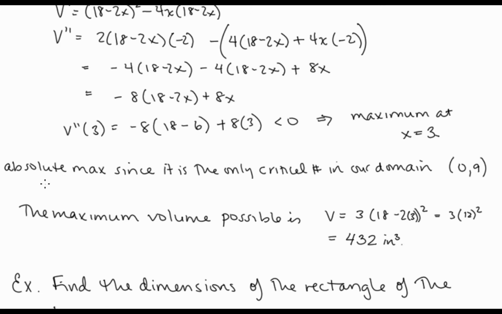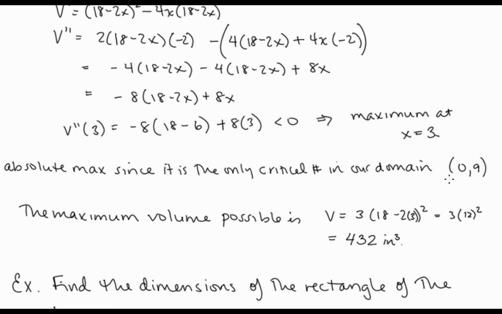And we know it's an absolute maximum since it is the only critical number in our domain. Our domain here, recognized, is x going from 0 to 9, not including both endpoints. Remember that we have an 18-inch square, and we're cutting squares from each corner. So the side length of the square that we're cutting can be any value from 0 to 9, not including 0 and 9. So since x equals 3 is the only critical number in this domain, we know that it must also be an absolute maximum.